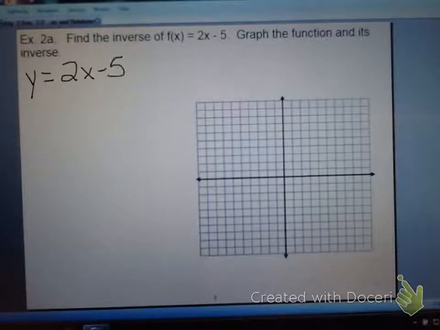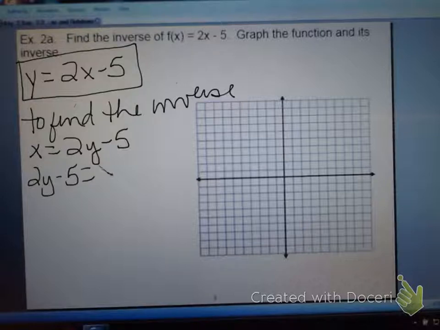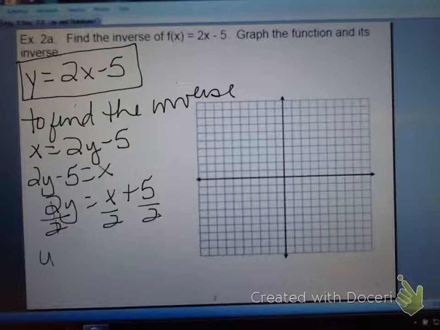Find the inverse of f of x equals 2x minus 5 and graph its inverse. First we're going to replace the f of x with y. So the function is y equals 2x minus 5. To find the inverse, we want to transpose the x and the y around, and then we have to solve for y. Our goal is to get this in slope-intercept form. So there it is in slope-intercept form.